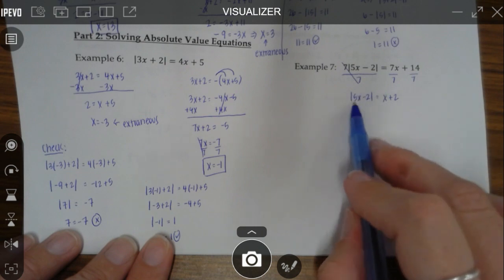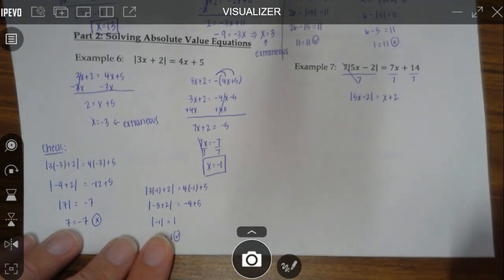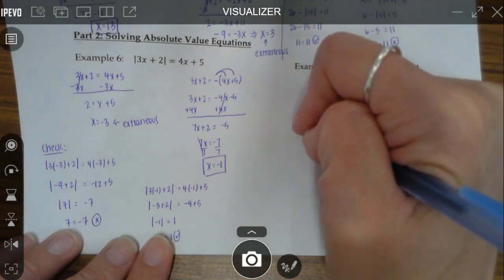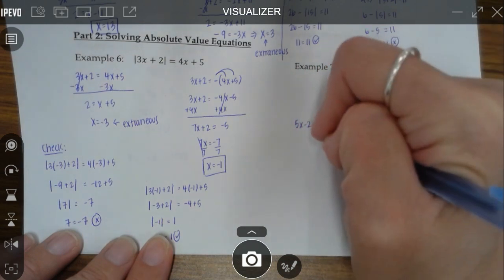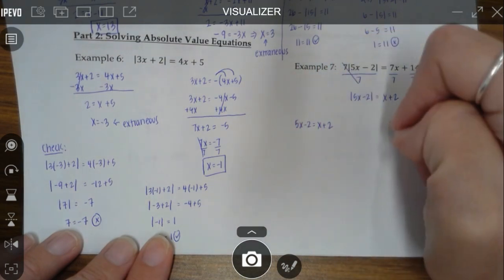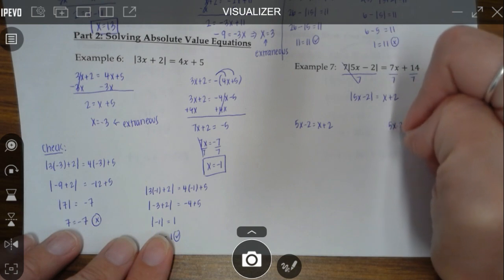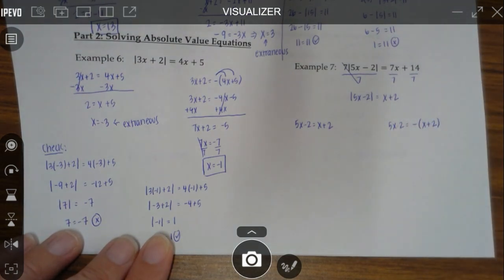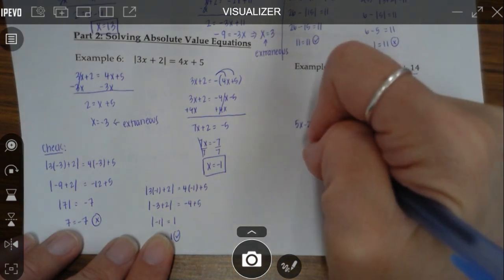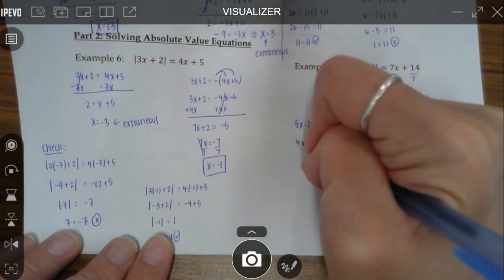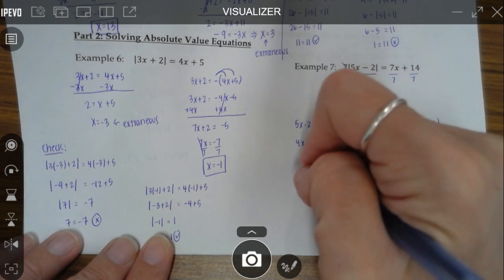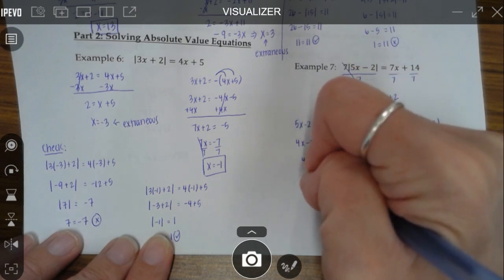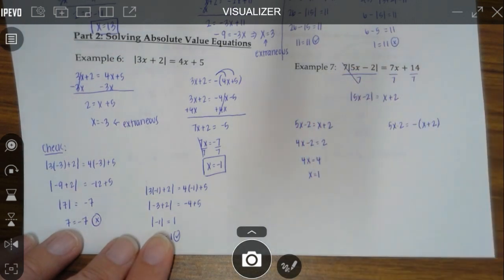And now that my absolute value bars are by themselves over here, again, my split: 5x minus 2 is going to be equal to x plus 2. Over here, I'm going to get 5x minus 2 is going to be equal to the opposite of x plus 2. If I subtract x over here, I get 4x minus 2 equals 2. Add 2, I get 4x equals 4. First possible x value is 1.